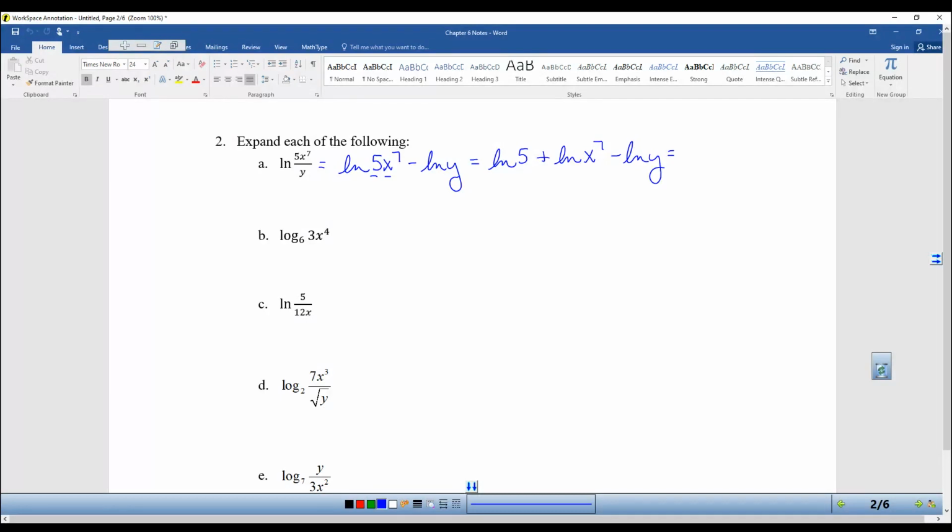And then finally, after you've done all the multiplication and division that became addition and subtraction, then you can take care of your exponents. So your final step will be to move any exponents to the front. And this would be considered the expanded form of this natural log.